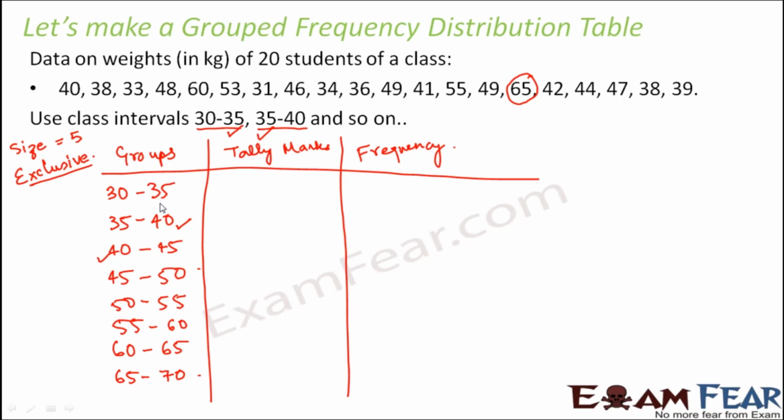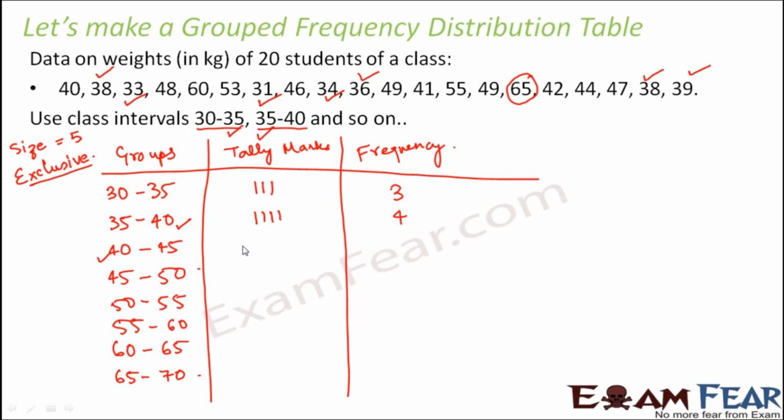Now for the group 30 to 35. So let us quickly have a look. So 30 to 35 we have 33, we have 31, we also have... Do we have something else? We have 34. So we basically have 3 data. So the frequency would be 3. Now 35 to 40. So 35 to 40 we have 38. We also have 36. We have 38. We have 39. So we have 4 data. So the frequency would be 4.